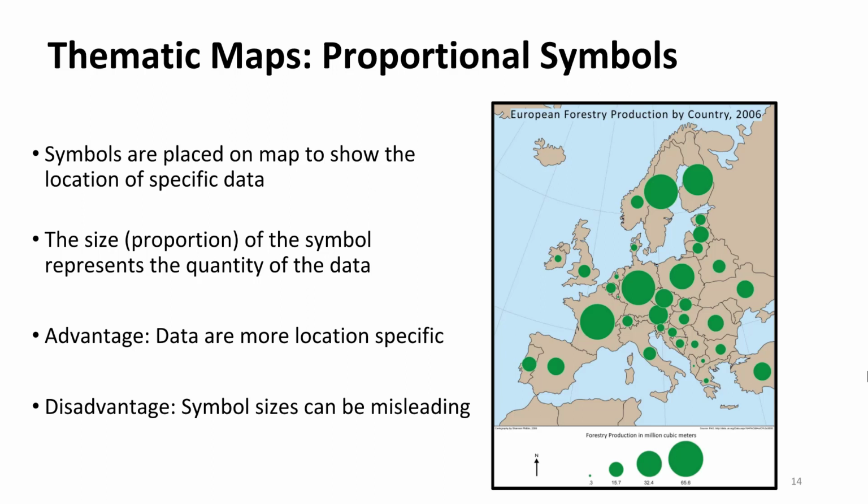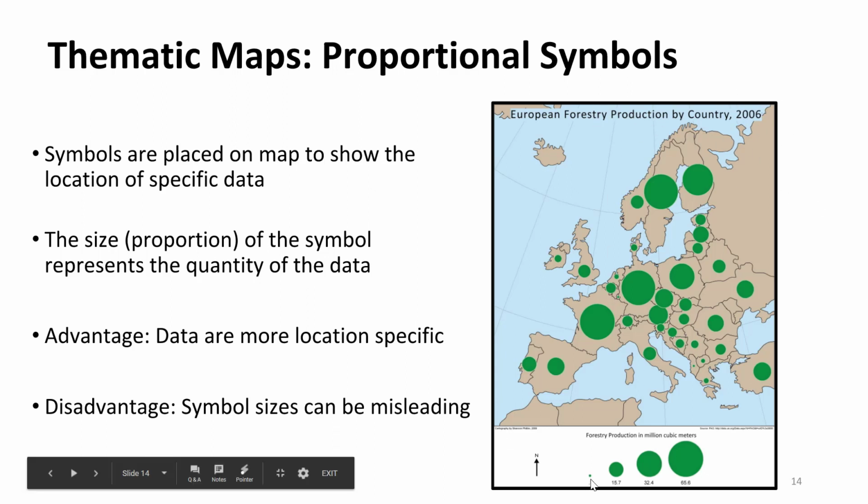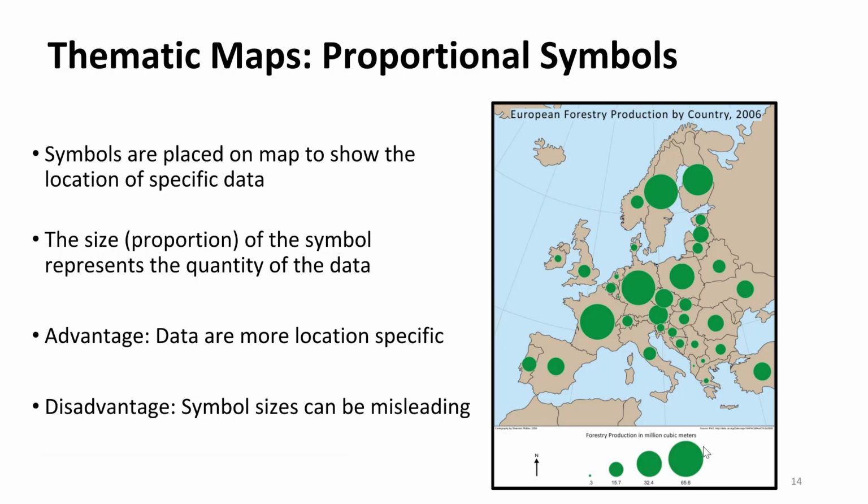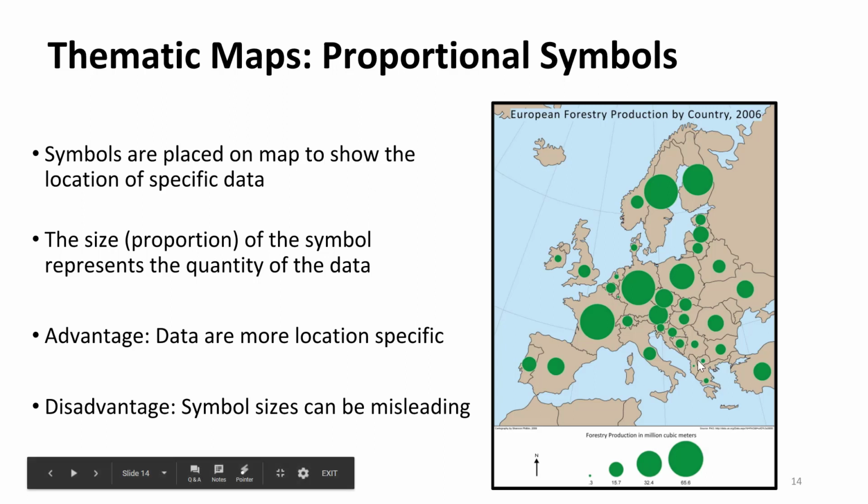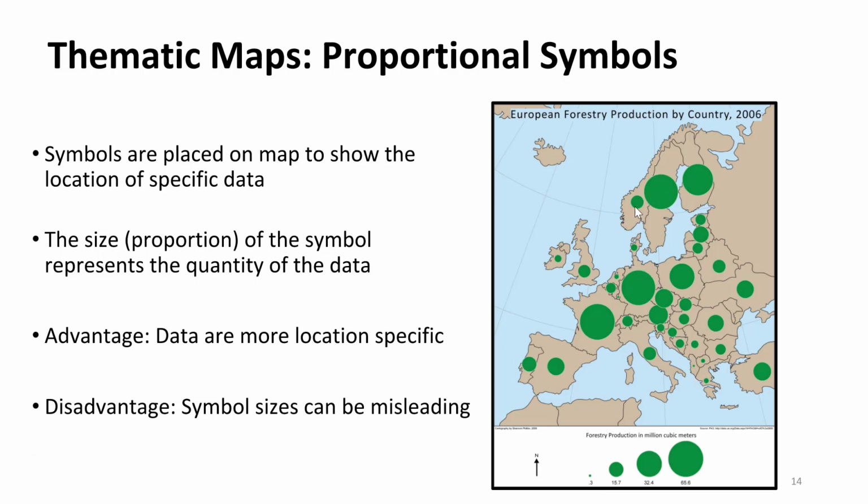So for instance, we're looking at forestry production by country in 2006 in Europe. And so these small symbols represent 0.3 million cubic meters of forest production, whereas the largest symbol represents 65.6 million cubic meters of forest production. And so we can see countries that have less forest production, such as this one here, and then those, say, such as Scandinavian countries that have a much larger forest production. So one disadvantage, again, is that these symbols can be misleading if they're not truly to size of scale. However, these data are much more location specific.